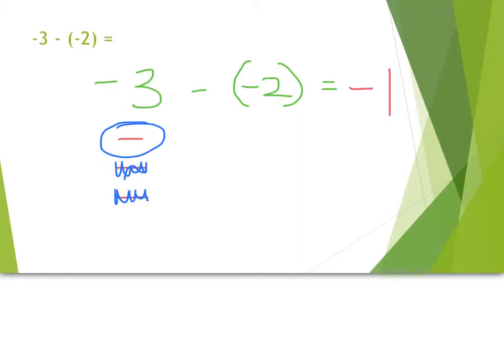We can check this with an algorithm. Our algorithm simply is adding the opposite. We change subtraction to addition, and the second integer we change to its opposite. The opposite of negative 2 is positive 2. So now we simply have an addition problem: negative 3 plus a positive 2 gives us negative 1, and that's our check.